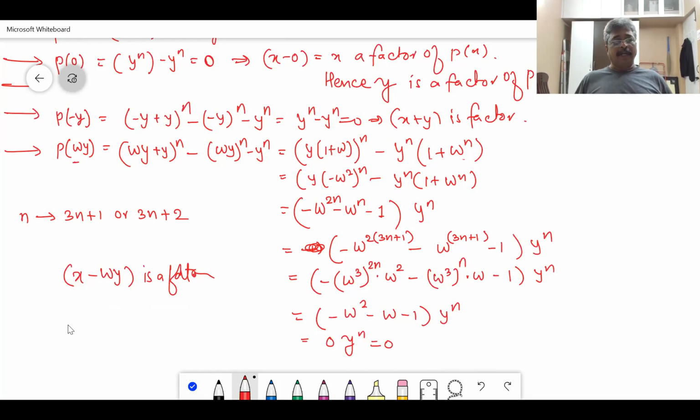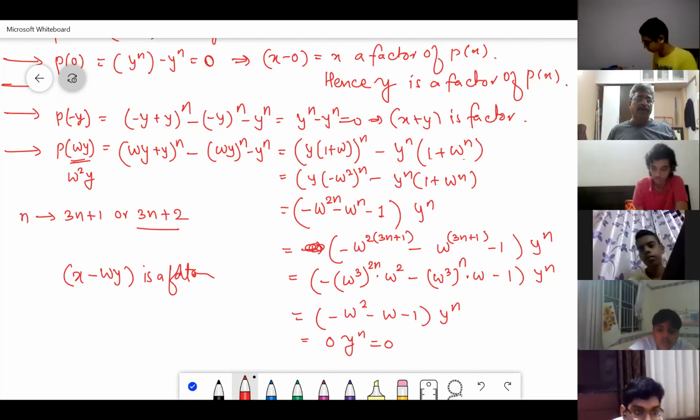Okay. Similarly, now you can do it. We have to check for this. That is the second part of the story. Still, this bracket will exactly look alike. And then you will have to do it for omega square y. That will complete our job. Do you understand? Are you there? Yes, sir. Now you can finish the remaining part. I need not write it on the whiteboard.